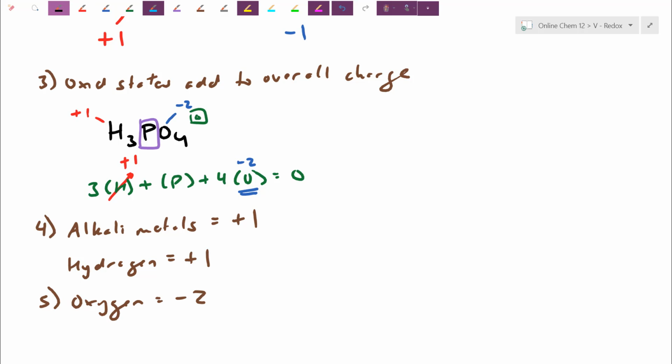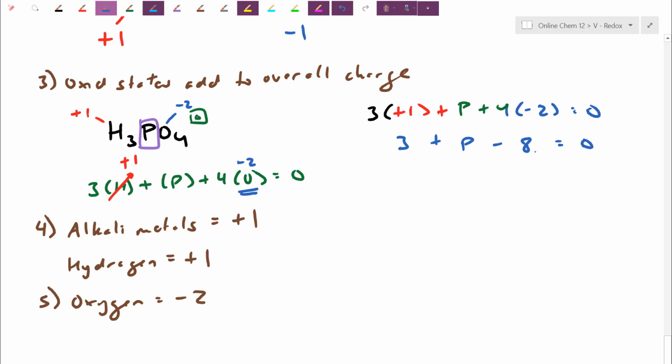So let me just show you through that math there. Again, I want you to get enough practice that you don't need to show this algebra. 3 times hydrogen as a +1, plus whatever phosphorus has, minus the 8 that comes from the 4 oxygens, has to give you 0. So I have 3 plus phosphorus minus 8 has to give 0. 3 minus 8 is -5. So P minus 5 is 0.